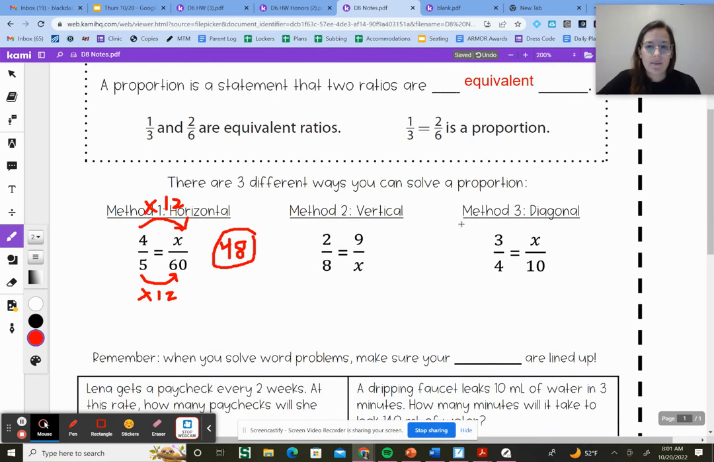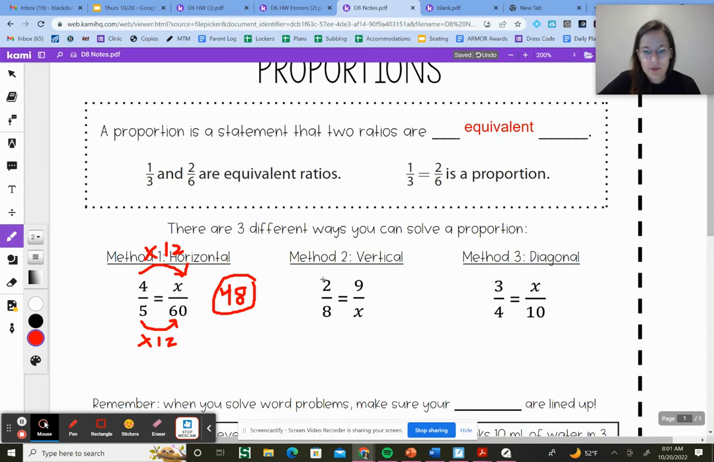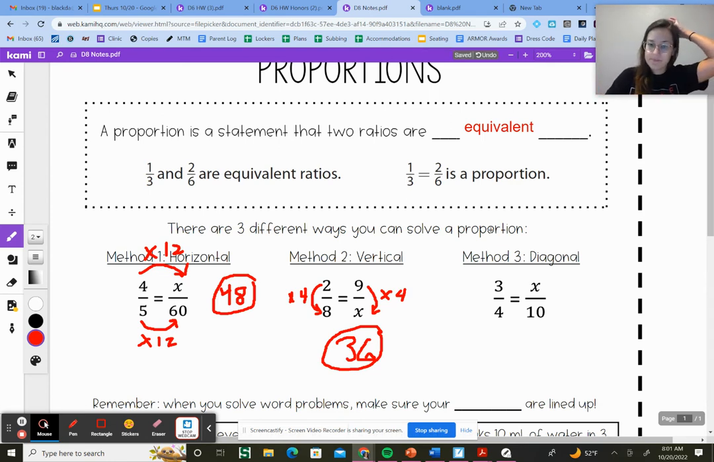All right, if you look at method 2, if you try to go straight across from 2 to 9, 2 doesn't go evenly into 9, but if you go straight down like this, 2 goes evenly into 8. So you could multiply 2 times 4 to get 8, and then you could also do 9 times 4 to get 36. So if horizontal doesn't work, you can always try going up and down and see if that's easier.